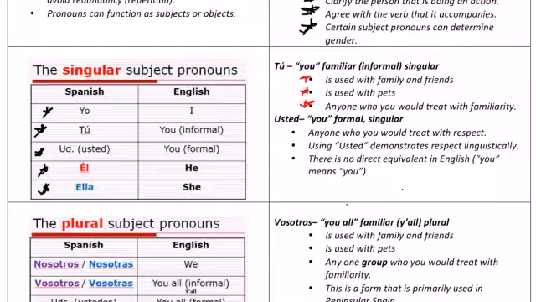On the flip side, we have usted. Usted is used with anyone you would treat with respect. Using usted demonstrates respect linguistically, and we don't really have a true representation of that in English. And just remember that you see this you, that is actually you. It means you, formal, singular.